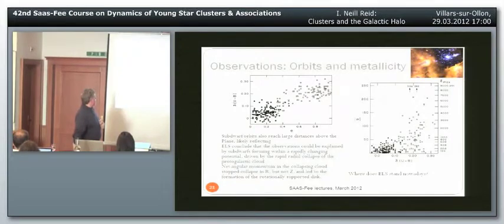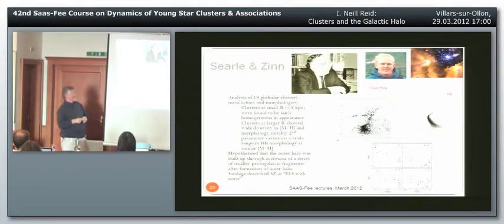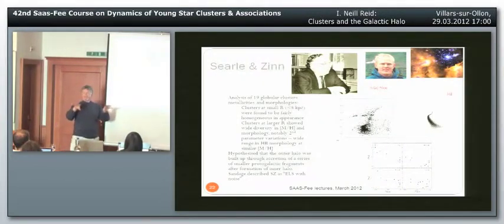So where does it stand now? A complication came in somewhat later. Leonard Searle and Bob Zinn put together an extensive set of observations of globular clusters. And they found an interesting thing about the globular clusters, that they were separated into two groups based on metallicity.